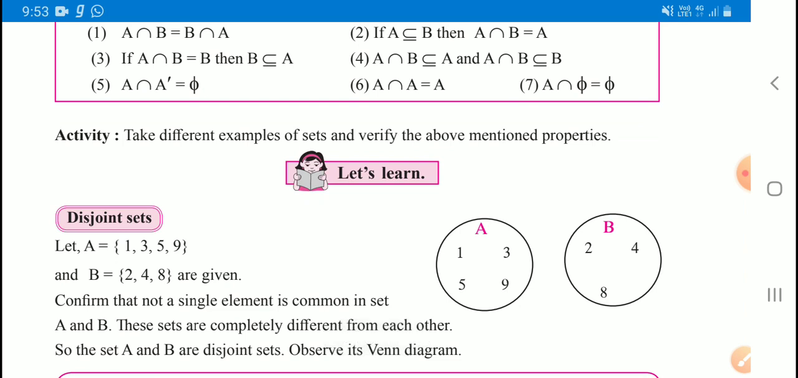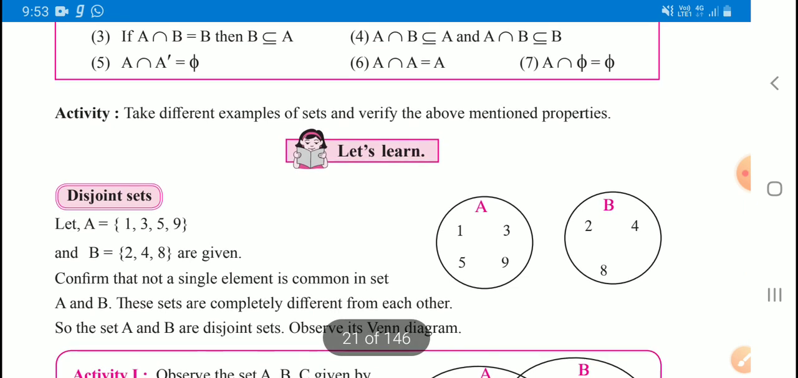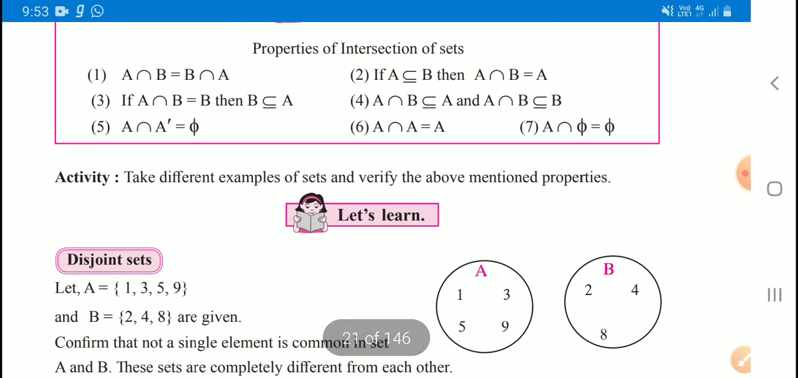Next is if A intersection B is equal to B, then B is a subset of A. Here A intersection B means common elements from sets A and B is equal to set B, then we can say that B is a subset of A. Next is A intersection B is a subset of A and A intersection B is a subset of B. Means common elements from both the sets are a subset of both the sets.